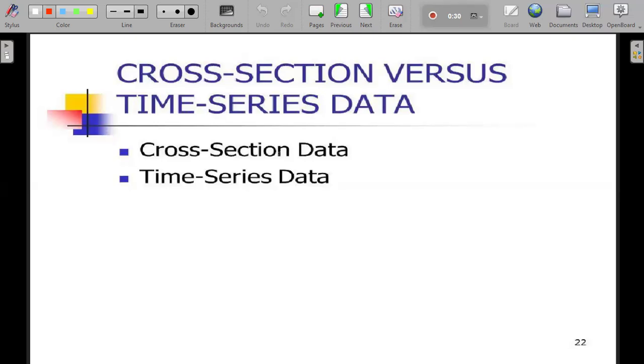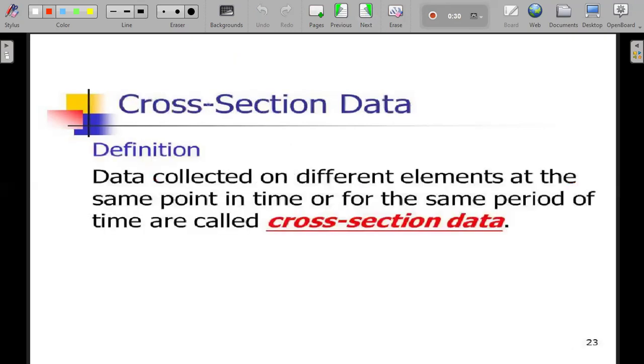Now let's look at time series and cross-sectional data. Pay attention as I'll be explaining this. They are just different, like opposites of each other. Cross-sectional data and time series data are just opposite, as you are going to see. Let's start with cross-sectional data.